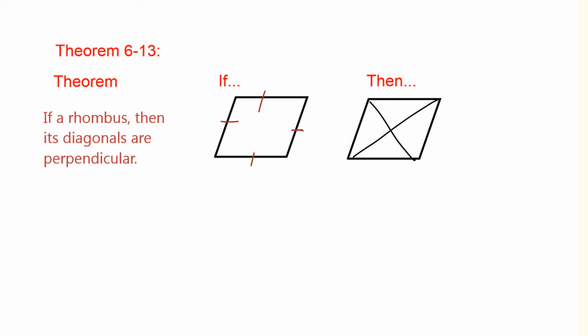What does perpendicular mean? Do you remember? That's right. Perpendicular means they form a right angle. And we're going to have right angles at all 4 intersection points of the diagonal.